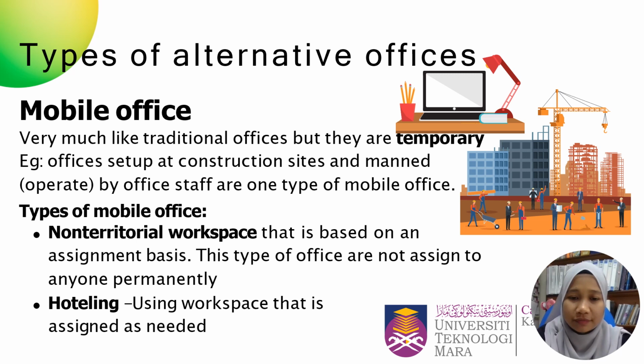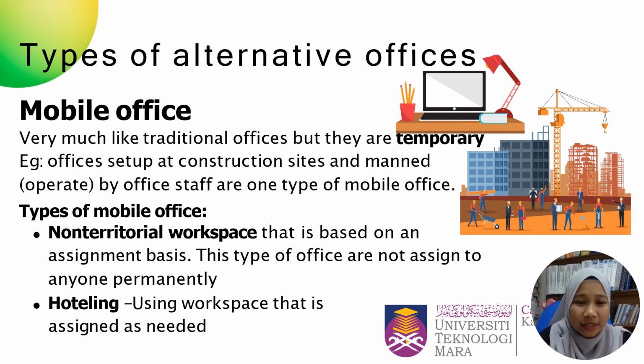Okay, so other types of alternative office or telecommuting is mobile office. Okay, so mobile office, very like traditional office, but they are temporary. For example, office set up at construction sites and maintained or operated by office staff are one of the types of mobile office. Okay, this is kind of contoh bila dia ada project and then dia letak satu container office dekat project area tu kita panggil sebagai mobile office, which is mobile ni something yang kita boleh portable, yang boleh bawa ke mana-mana.